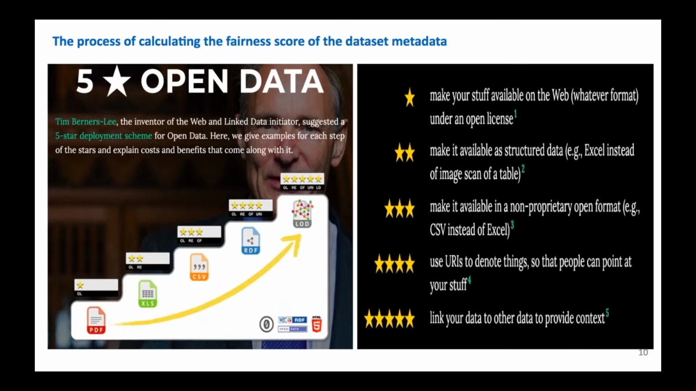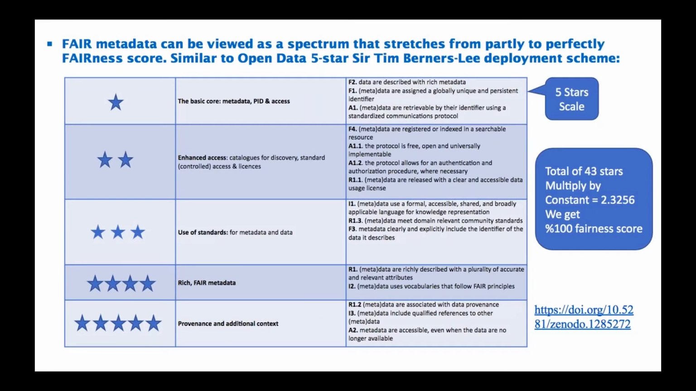The 1 star is the basic core. The 2 stars, like F2, F1, and A1, is the basic core. The 2 stars is the enhanced access, represented by F4, A1.2, A1.1, R1.1. And the 3 stars represent the use of standards, and this is I1, R1.3, F3.